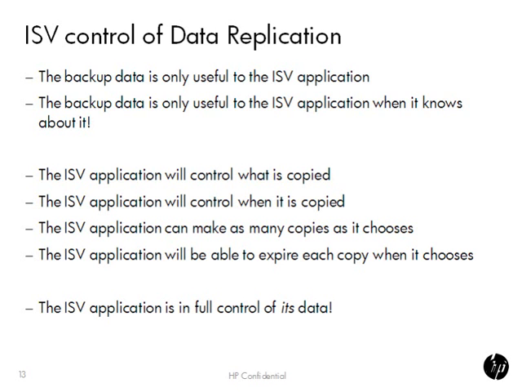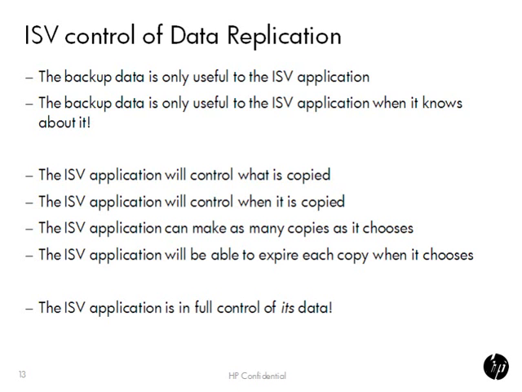Now with Catalyst, that all changes. We put the control of replication, or as we call it, Catalyst optimized copies, into the control of the ISVs. This means that the ISV application gets to control what's copied. We don't specify up front which cartridges or which objects will get copied from sources to targets. That's the decision of the ISV application. The ISV application gets to control when it's going to be copied.